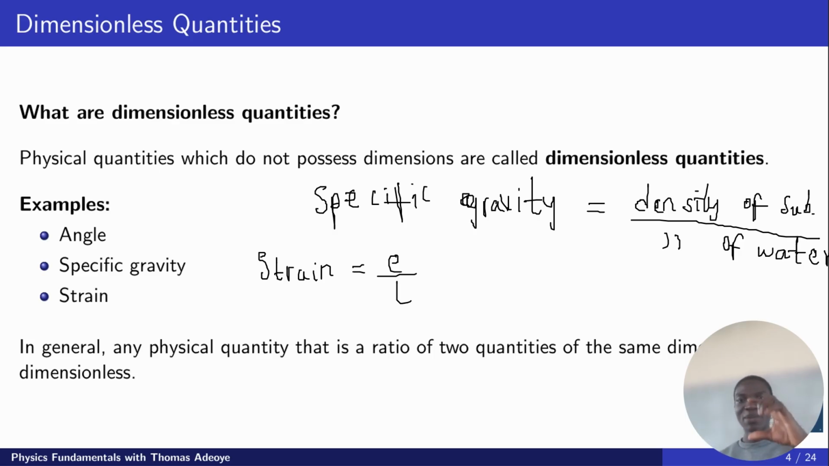So the same dimension on top of each other, so it cancels out. So that makes strain dimensionless. Same thing happens to specific gravity. Some will be like, what of angles?